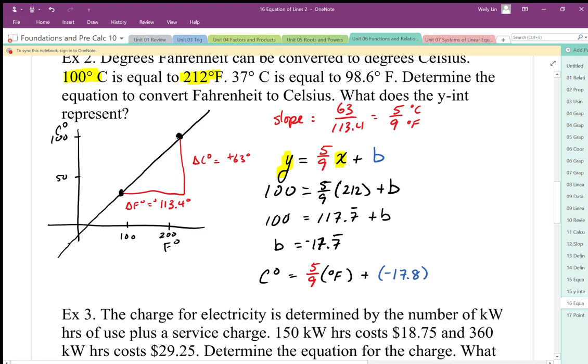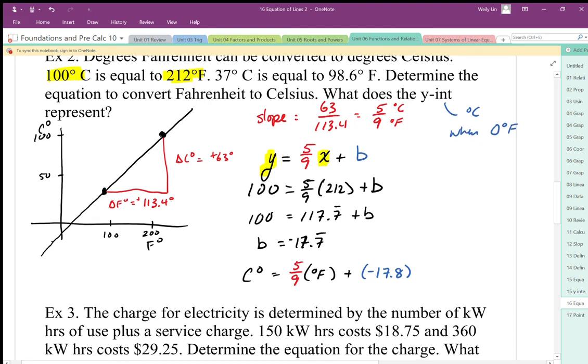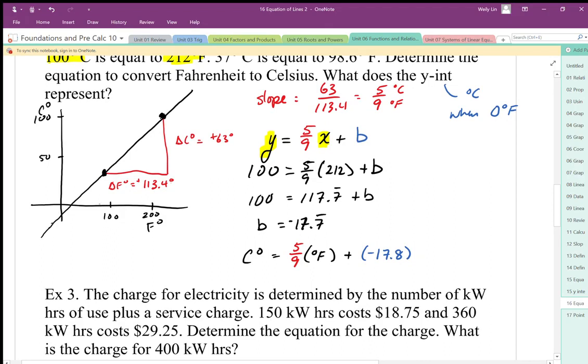And so what does that mean? The y-intercept represents the value of degrees Celsius when it is 0 degrees Fahrenheit. So that's what that negative 17.8 represents. At 0 degrees along the x, it's going to be negative 17.7 repeating along the y.